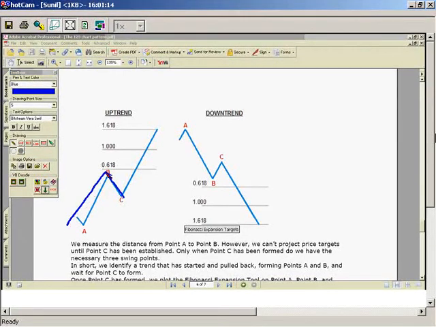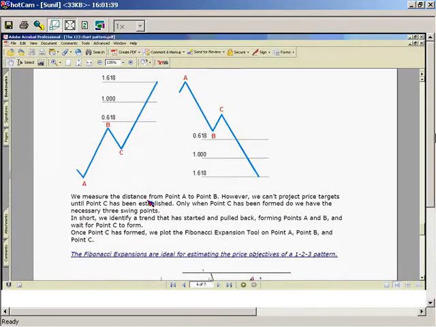This is an uptrend. This is a 1, 2, 3 formation. You need 3 points. The logic behind it, again, theory, I will not really go over the theory part of it for the simple reason that they are standard on every charting software, right? But usually what you do is you measure A to B, and once you have your point C, you wait for your point C to form. Once you have your point C, you plot the Fib expansion tool.